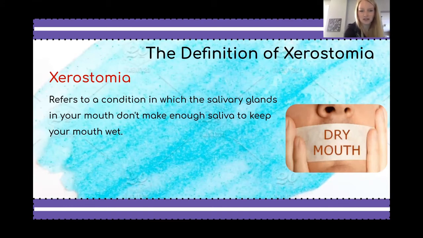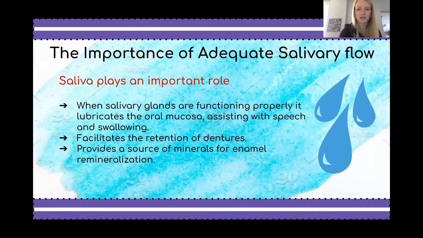So the definition of xerostomia: it refers to a condition in which the salivary glands in your mouth don't produce enough saliva to keep your mouth wet. There is a very big importance of adequate salivary flow.